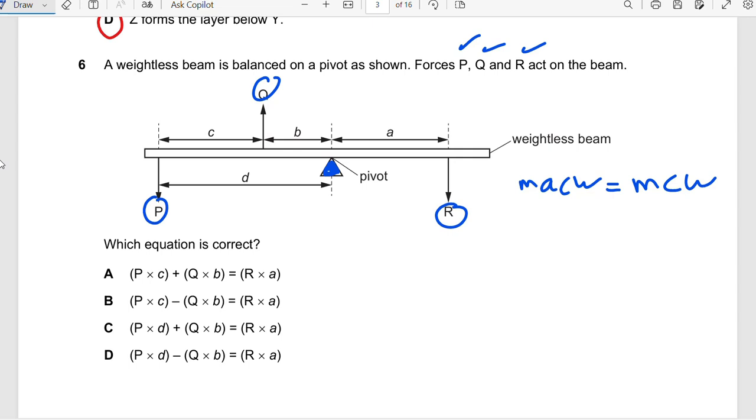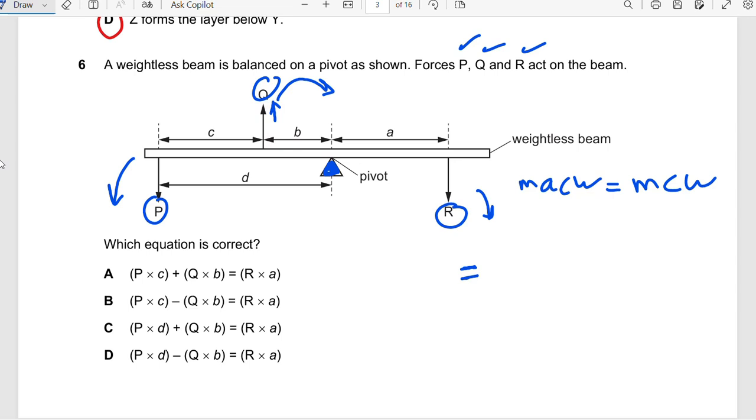anticlockwise? I have P anticlockwise, right? I have R clockwise. Look at Q. Q is pulling up here, so it's going to be clockwise also. Some students see it on the left, so they say it is with P. No, actually, please pay attention to the direction of the force. It's going up, so it is turning it clockwise. Okay, so remember here we put the equality.